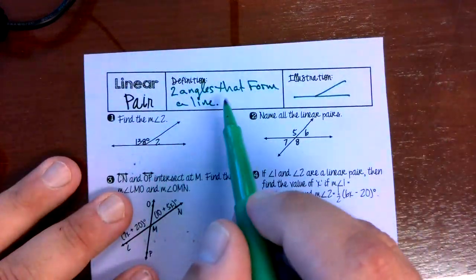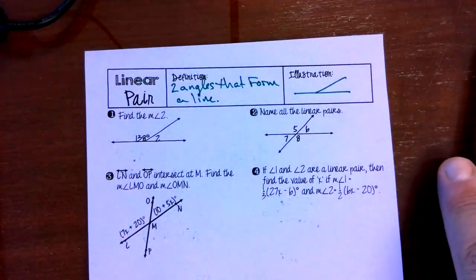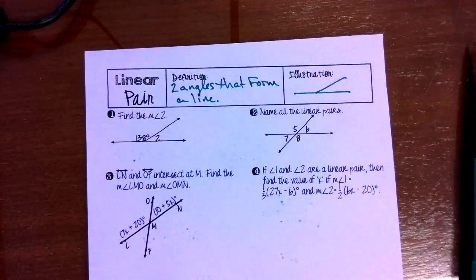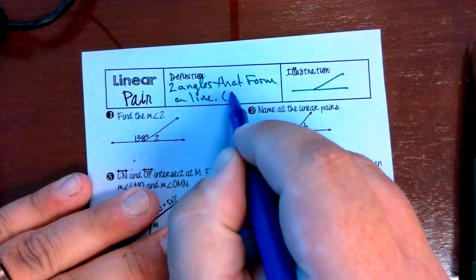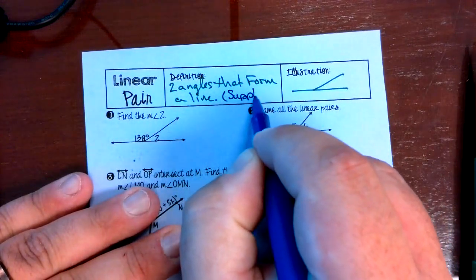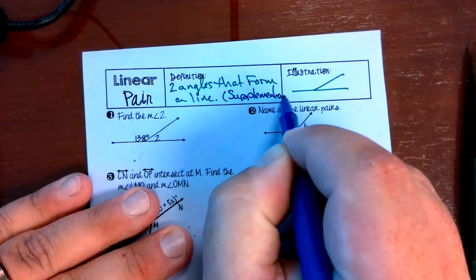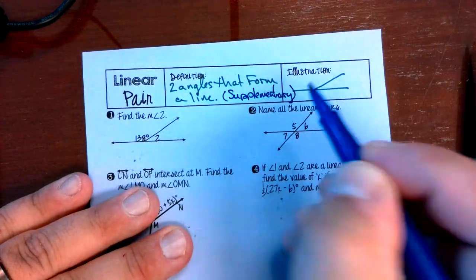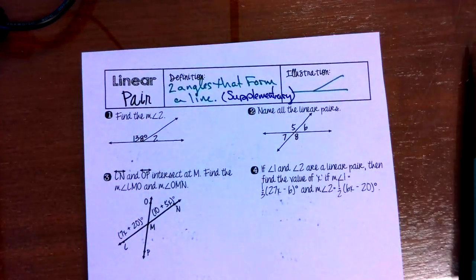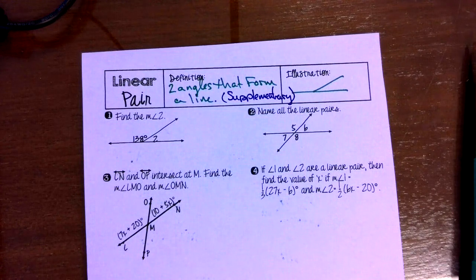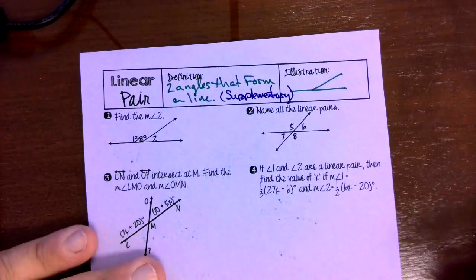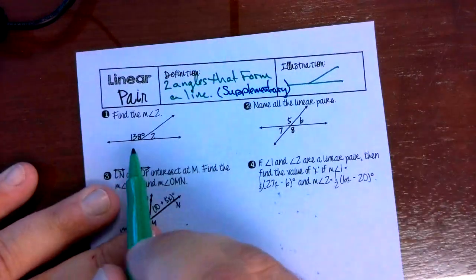So the big thing that you're going to want to remember here when we're talking about linear pairs is that they are supplementary. You guys know that straight lines make 180 degrees. Linear pairs are supplementary. They add up to 180.